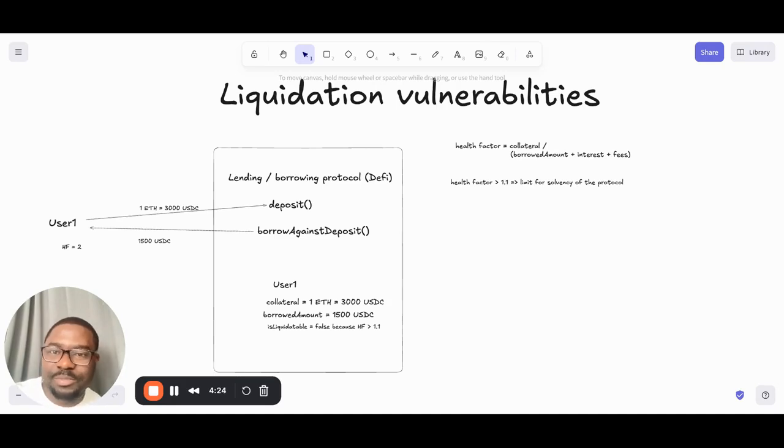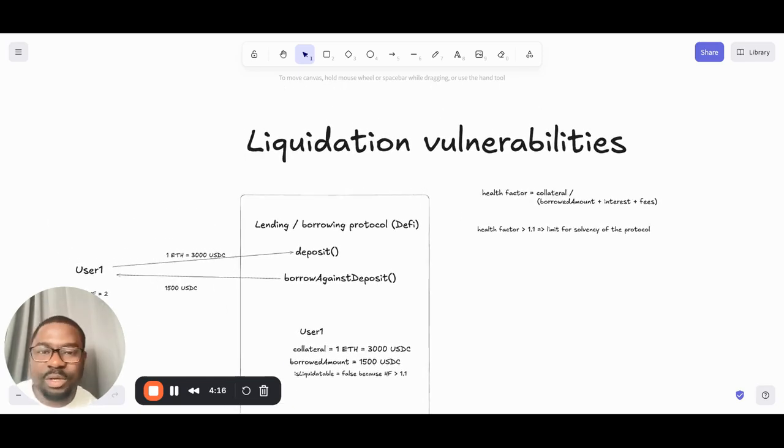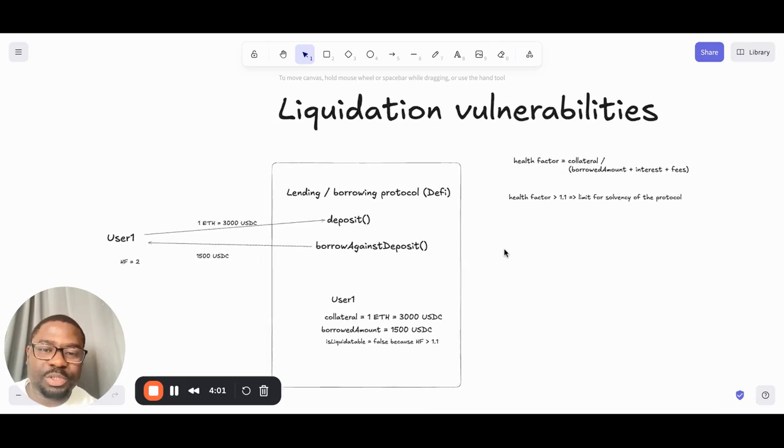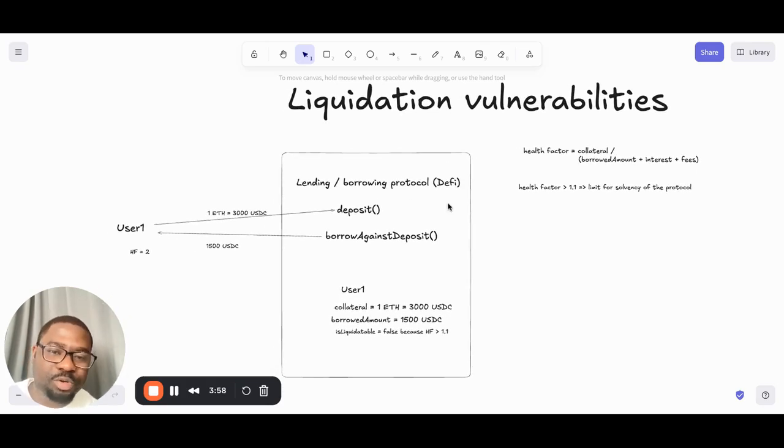So let's look at liquidation vulnerabilities. Basically, liquidation means converting an asset to cash, and in the light of lending and borrowing protocols, this is quite important. So let's say you're building a lending and borrowing protocol, a DeFi protocol like Aave, Moonwell.